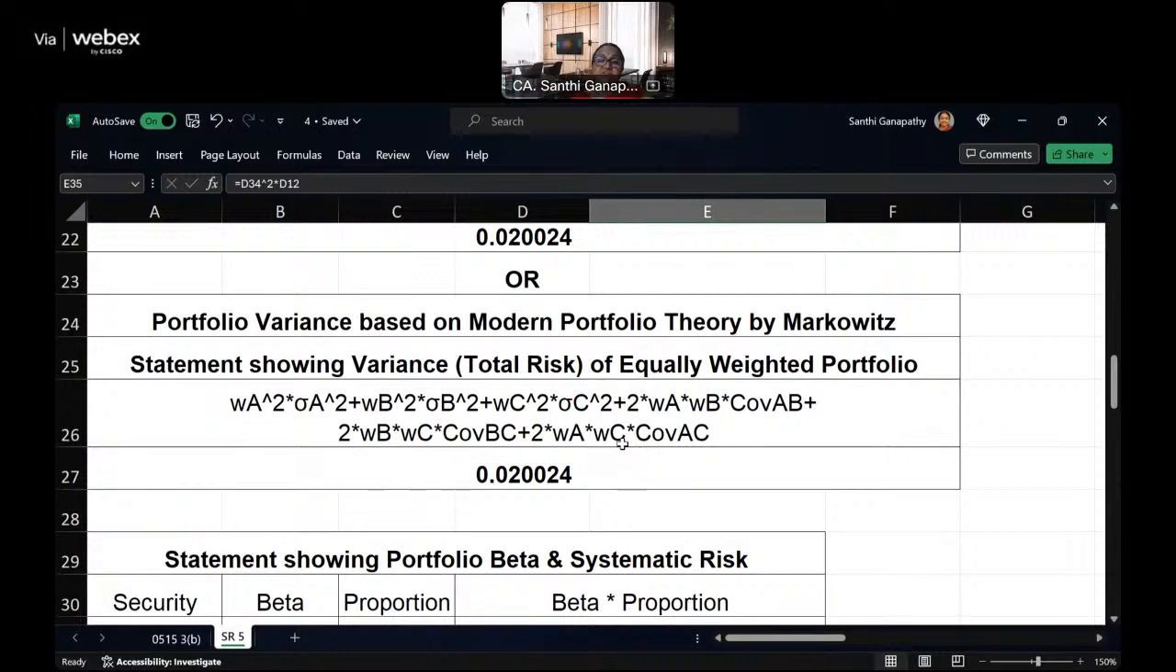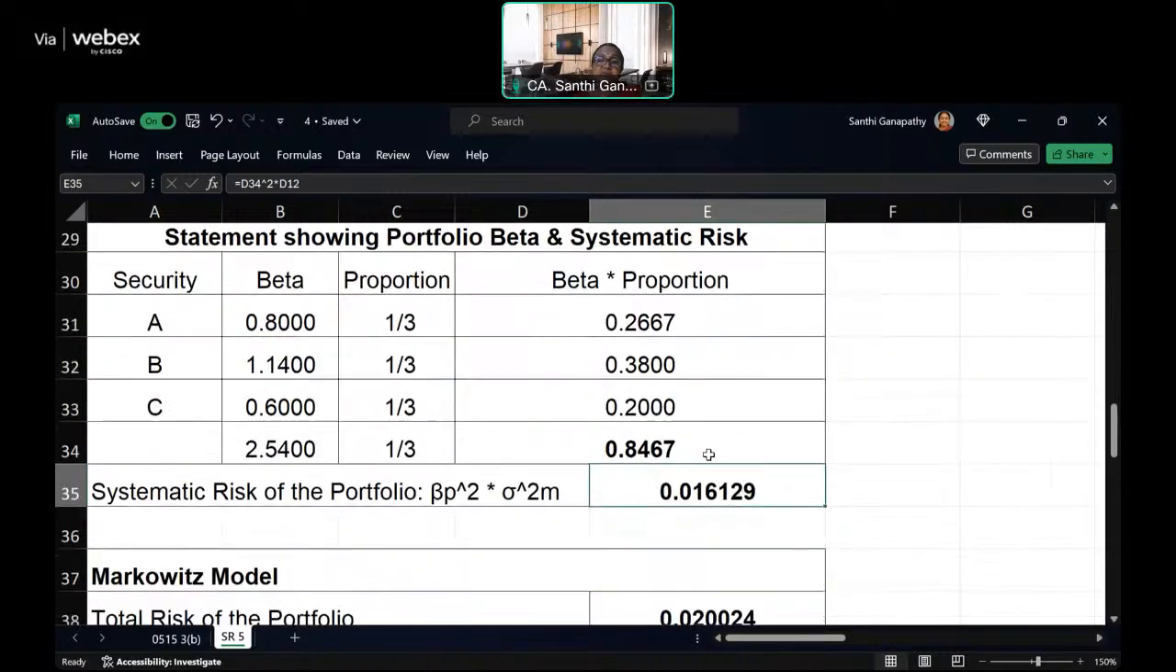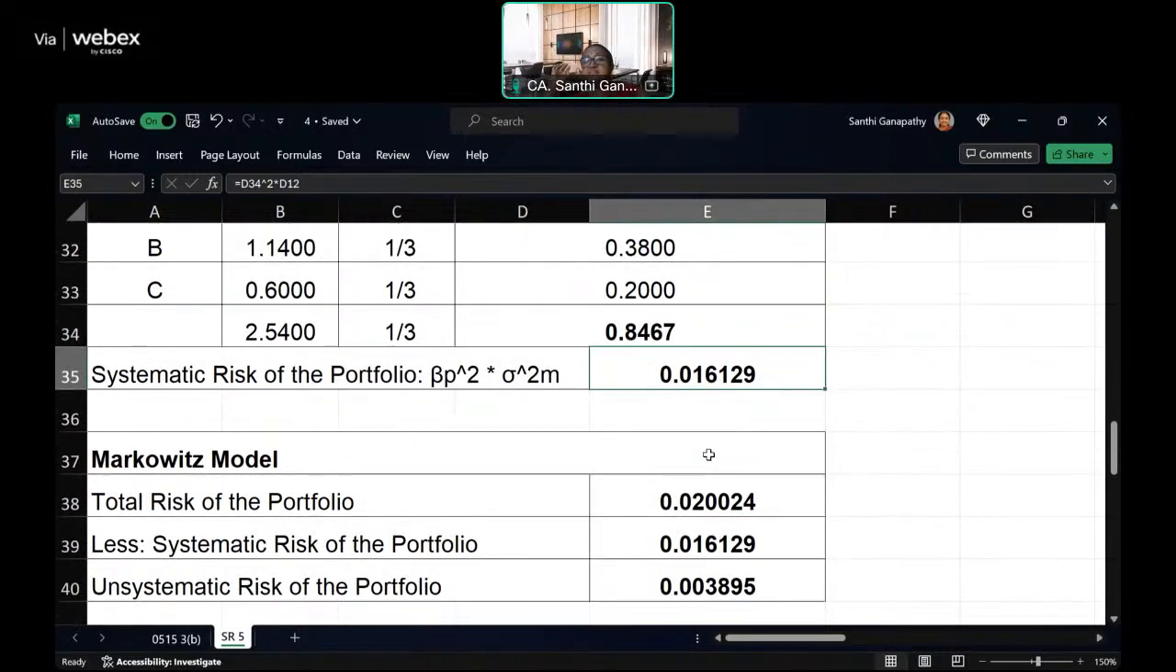This is total risk. This is systematic risk. Therefore, the balance is unsystematic risk. This is the first method.